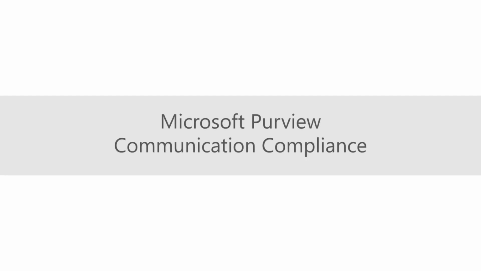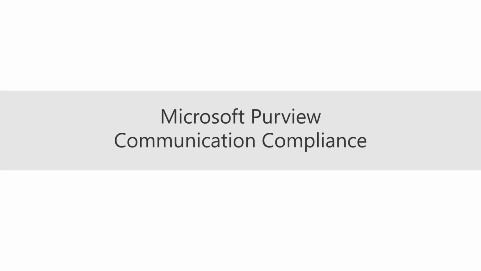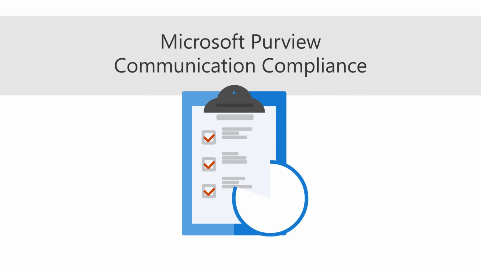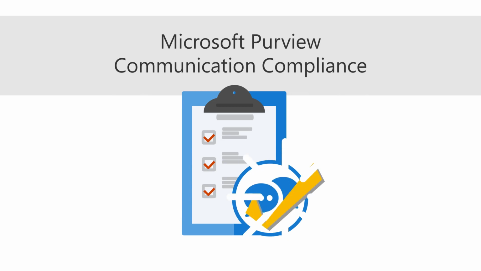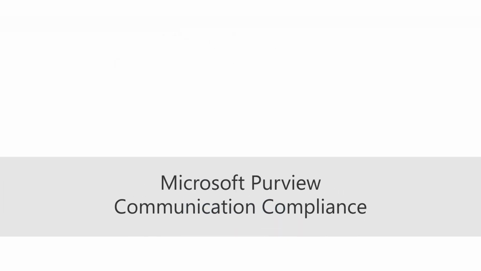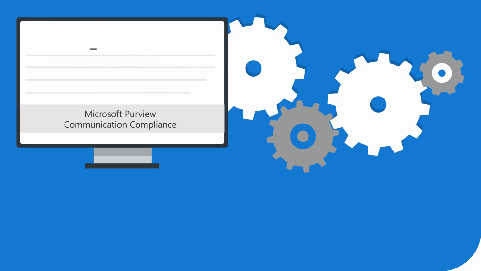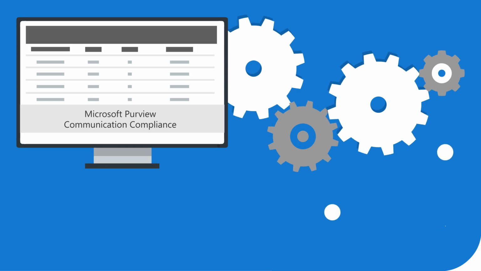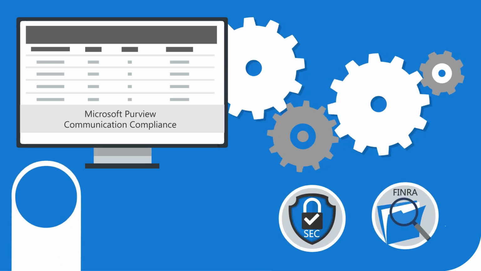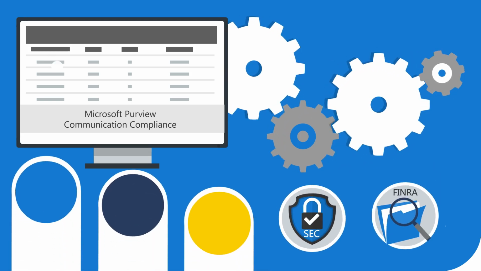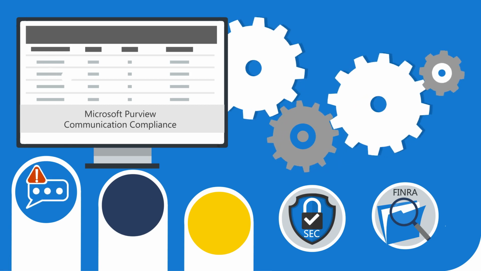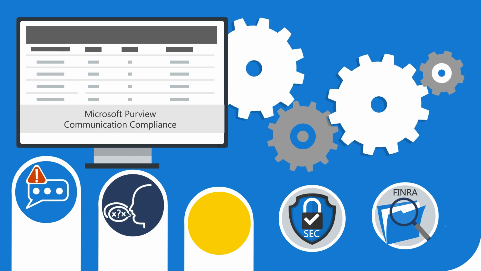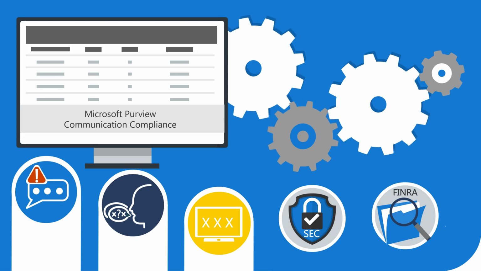Meet Microsoft Purview Communication Compliance, the powerful tool that helps organizations keep their communications compliant. Microsoft Purview Communication Compliance provides the tools to help organizations detect regulatory compliance, for example, SEC or FINRA, and business conduct violations, such as sensitive or confidential information, harassing or threatening language, and sharing of adult content.